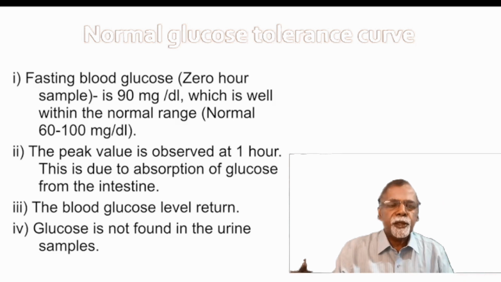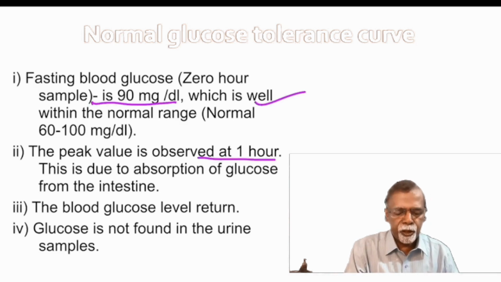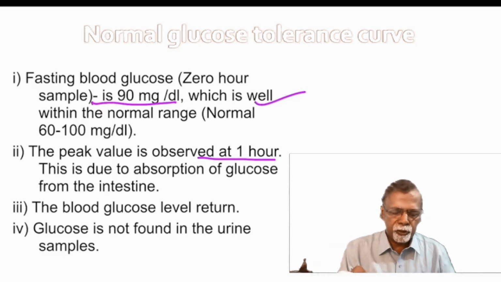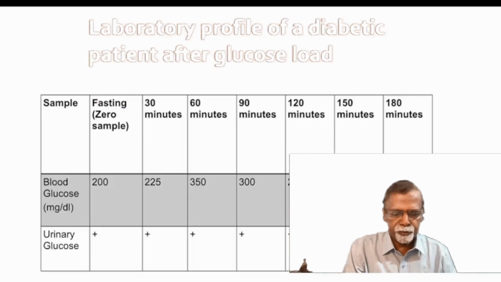So the normal glucose tolerance curve is, as I have explained: at 0 hour it is 90 milligrams, within normal limits. The peak value at 1 hour is again within normal limits. The blood sugar has come down to normal value. So this is the example of a normal glucose tolerance curve.